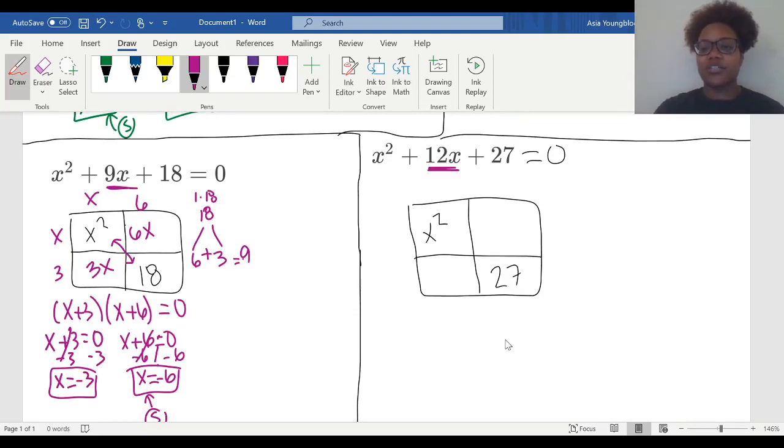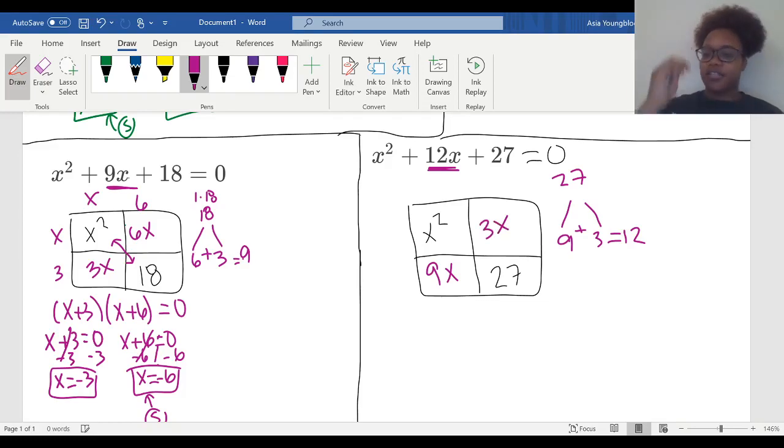So we need two numbers that are going to add to equal 12, but multiply to 27. So 9 and 3. 9 times 3 is 27. 9 plus 3 is 12. So we have 9x and 3x. Okay, so now we're figuring out the outside.